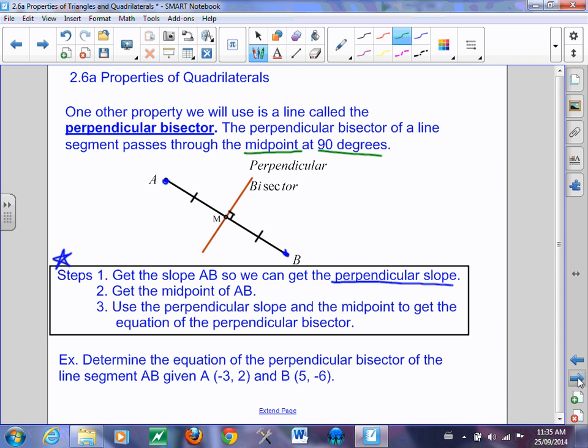The second step is getting the bisector, which is the midpoint, so telling me where on this line we will be equal distance apart. And then the third is subbing those both in to find the equation, because you always express the perpendicular bisector as an equation.